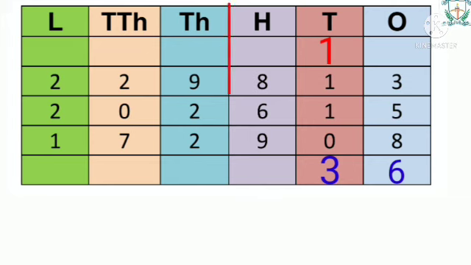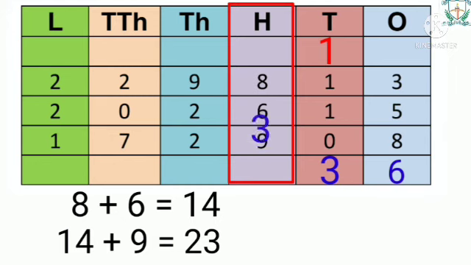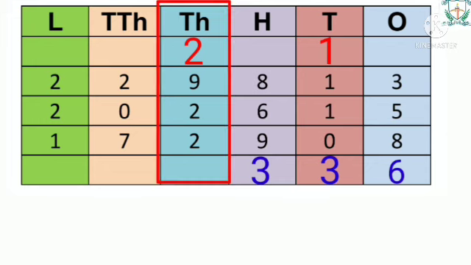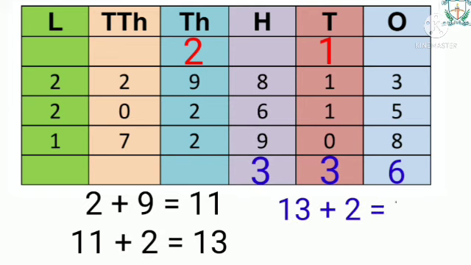Now, let us add the digits in hundreds place. 8 plus 6 is equal to 14. 14 plus 9 is equal to 23. Write 3 in hundreds column and carry forward 2 to thousands column. Now, let us add the digits in thousands place. 2 plus 9 is equal to 11. 11 plus 2 is equal to 13. 13 plus 2 is equal to 15. Write 5 in thousands place and carry forward 1 to 10,000s place.